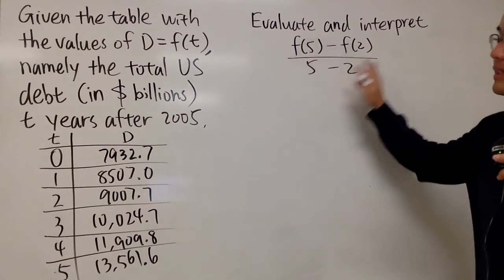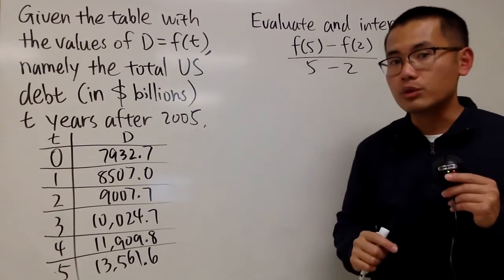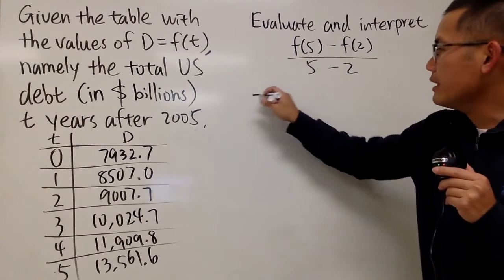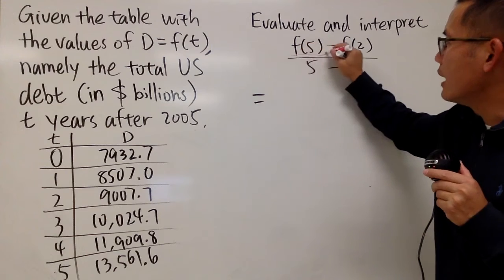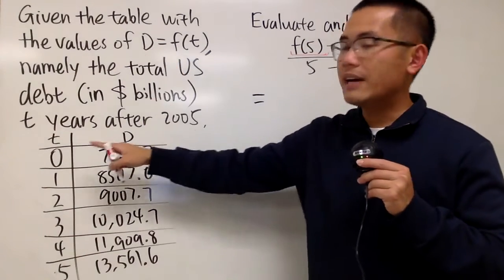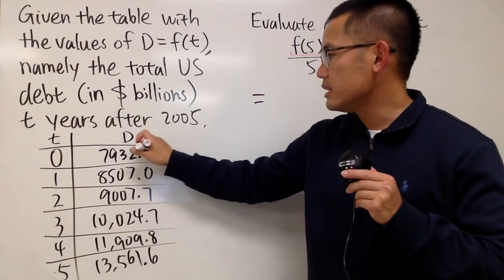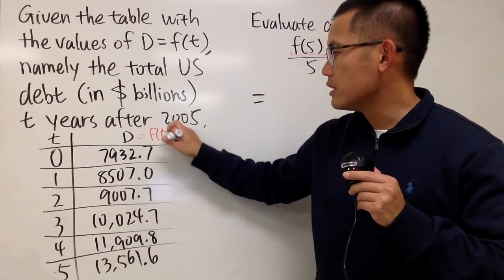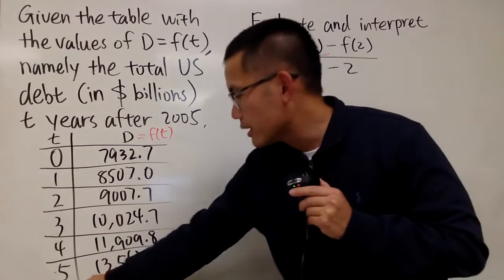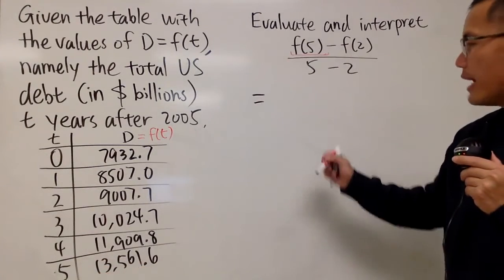We are going to evaluate this expression, and we also have to interpret the result and write down what it means, right? So, here we go. When we have to find out f of 5, well, it says d is equal to f of t. So this d is the same as f of t. It's the output. So when we have 5 as the input, the output is that. So I'll just write that down for you guys.